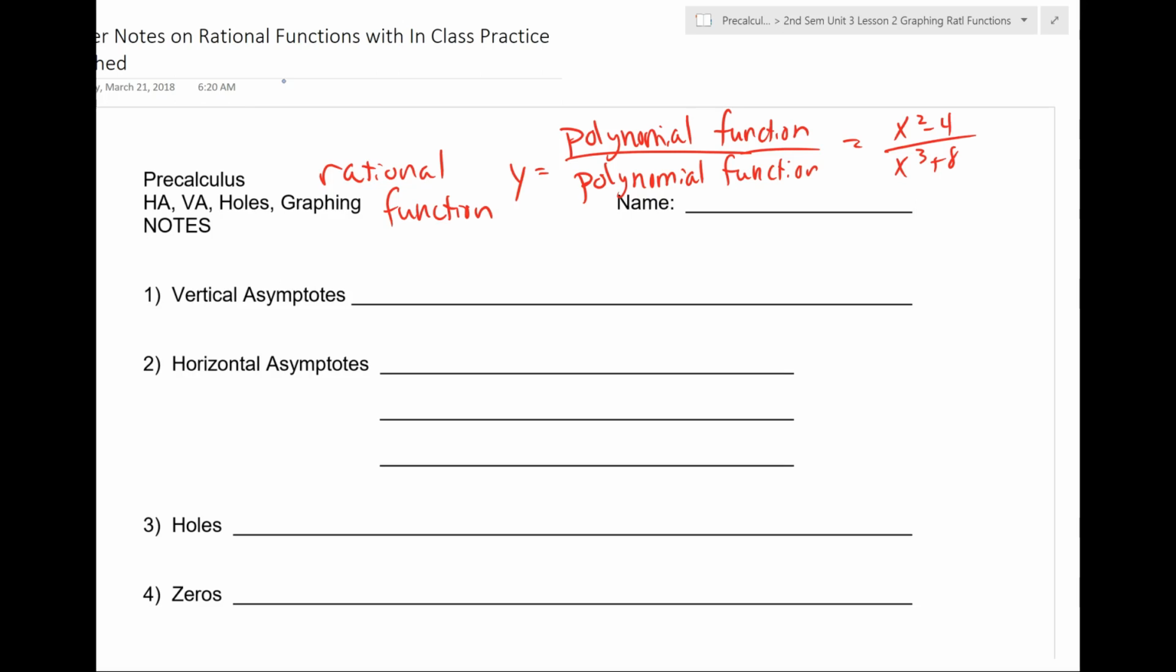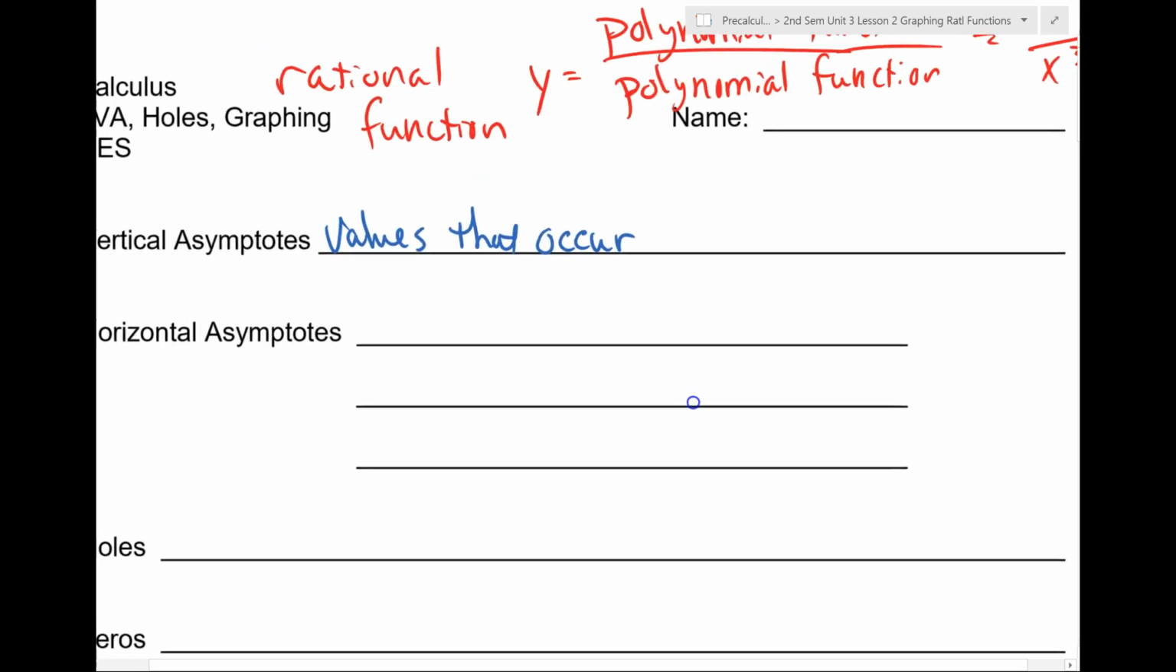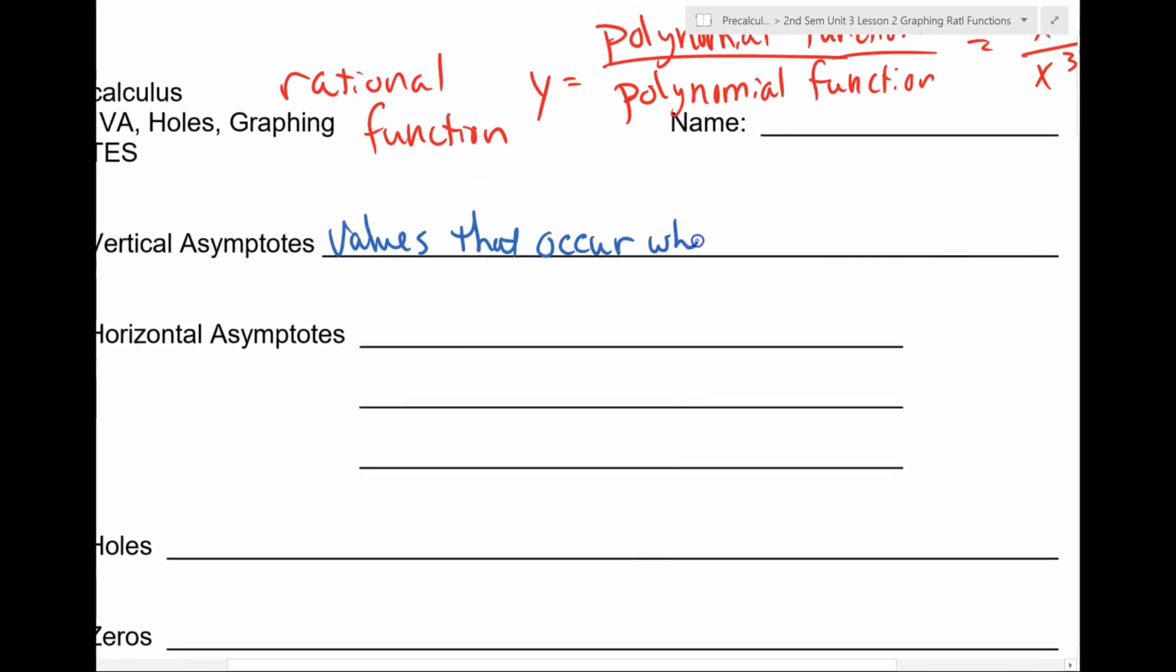So remember, how do I find this? And this will always be your first thing to do. Okay, so do your vertical asymptote first. Are you guys with me on that? So do the vertical asymptote. Just remember, it's where you find the values that occur when the denominator equals 0 and has no common factor.